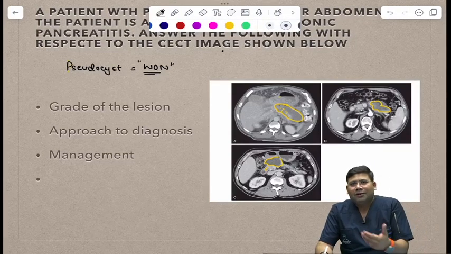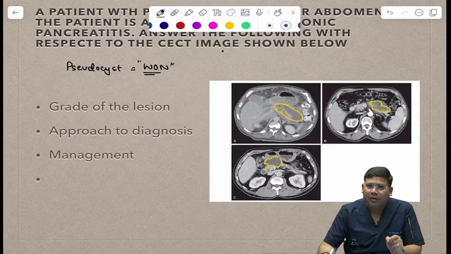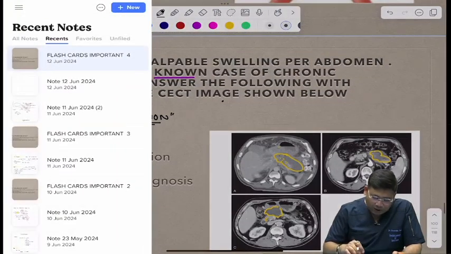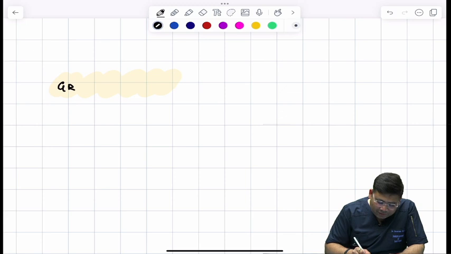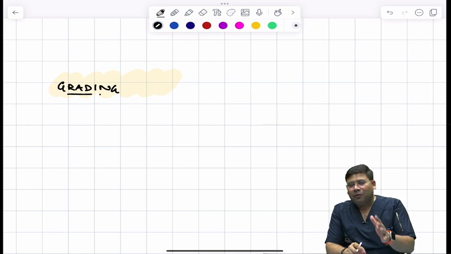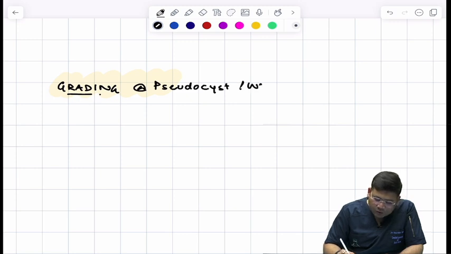If we talk about the pseudocyst or walled-off necrosis, we have a classification for them. And what is that classification? Let us quickly understand that. Whenever we talk about the grading of pseudocyst, now this is quite new. Yesterday we saw many new topics, and today also I will give you one or two new things. The classification that we use for pseudocyst is the Neelan's criteria, the Neelan's grading system.